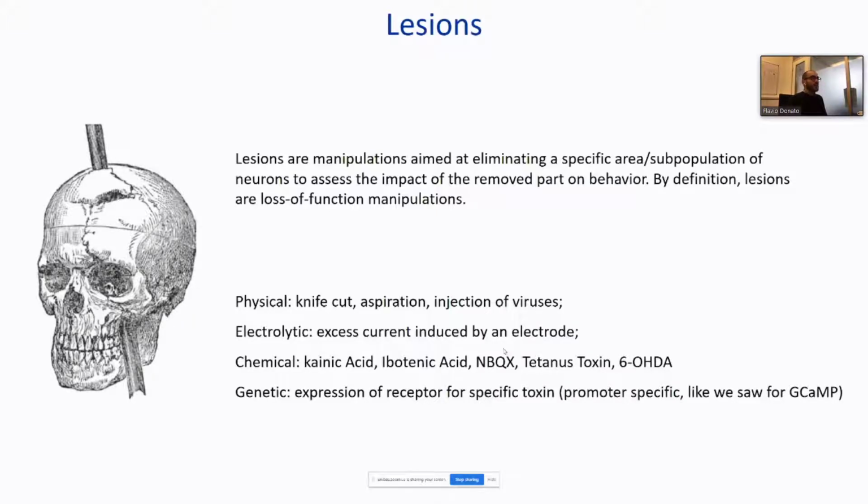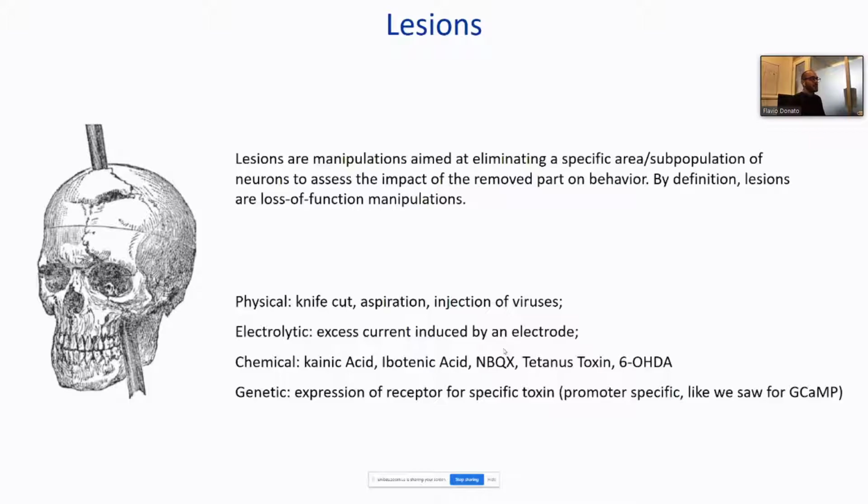Of course, there are many ways to induce lesions in the brain. You have physical lesions. You can have a knife cut, an aspiration. You can inject viruses that kill specific areas of the brain. And these are all methods that have been used in the past. You can have electrolytic lesions, where you stick an electrode into an area of the brain, induce an excess of current, and fry the brain cells to death. This is something that has also been used in the past.